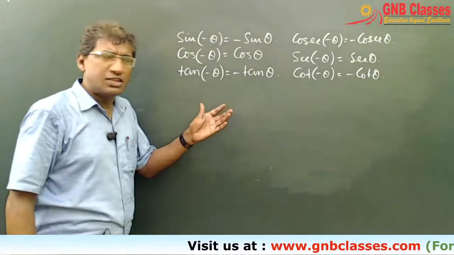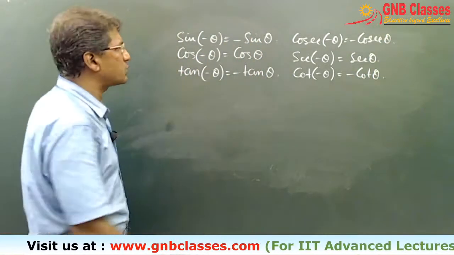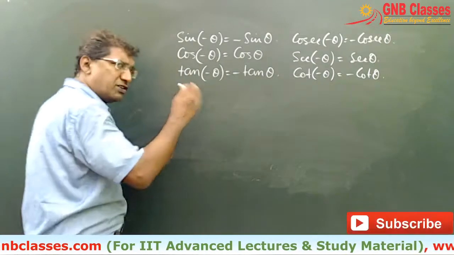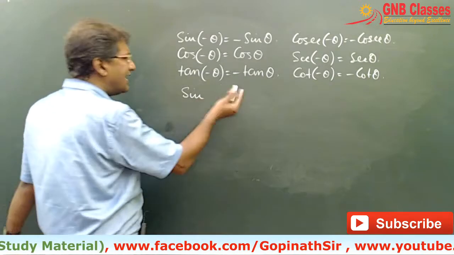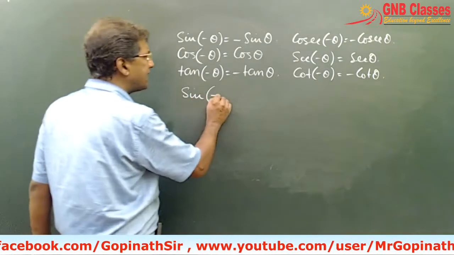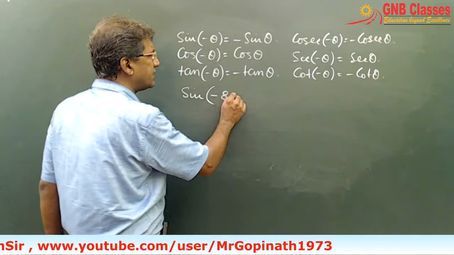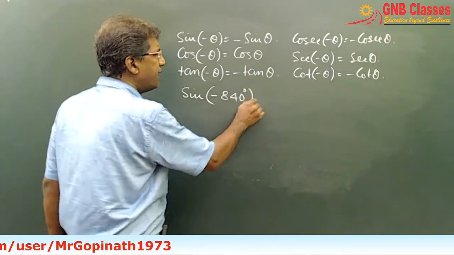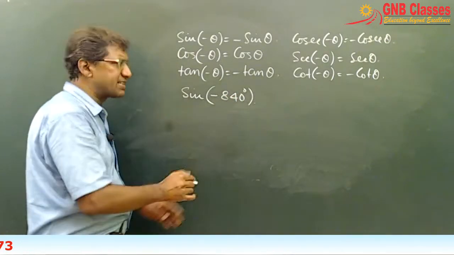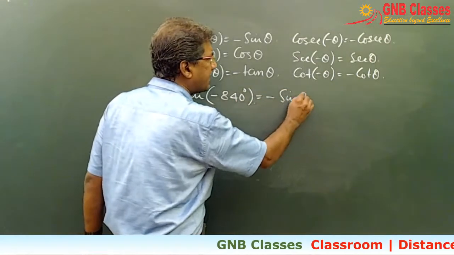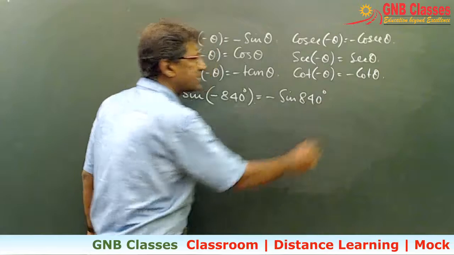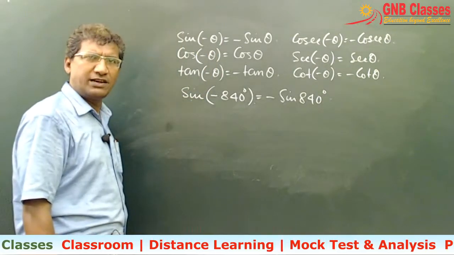Have you understood? So you just remember in this way. How does it make a difference in finding the angles? Let us say we have been asked to find sine of minus 840 degrees. So first of all, before starting the sum, sine of minus theta, as we all know, is minus of sine theta. So we will directly write it as minus sine 840 degrees, right?